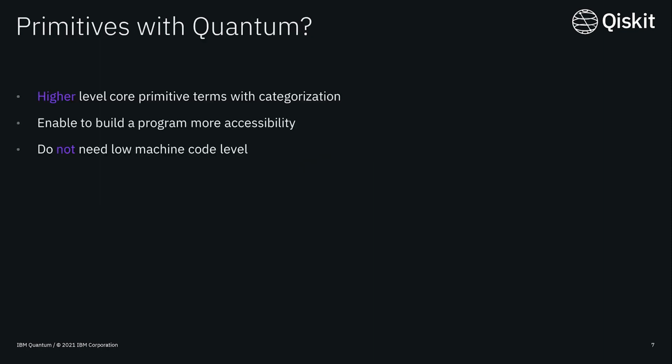Then you might ask questions. How about the primitive in quantum? First, the goal of the primitive in quantum is to make higher level of primitive using categorization and allow more accessibility to building a program. Also, it is important not to use low machine code level.